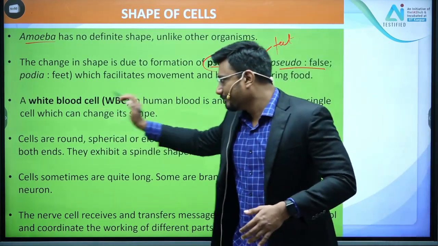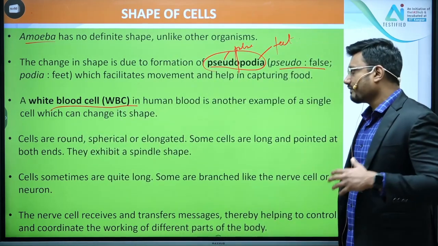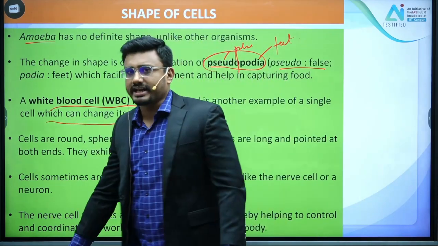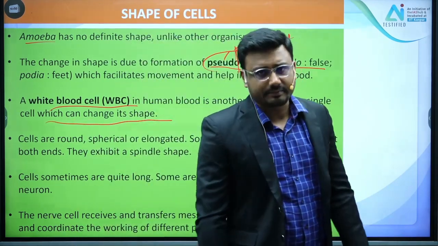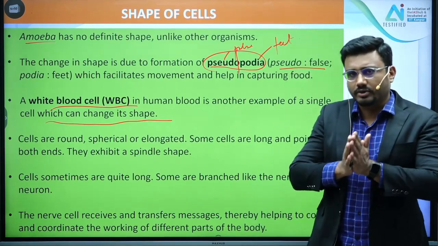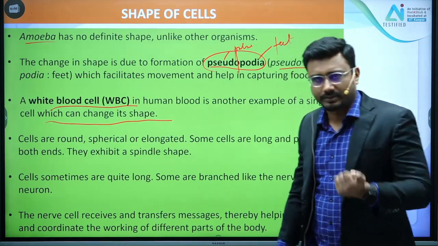A white blood cell in human blood is another example of a single cell which can change its shape. In our body, the white blood cells basically provide immunity to our body. These white blood cells can also change their shape in our body.